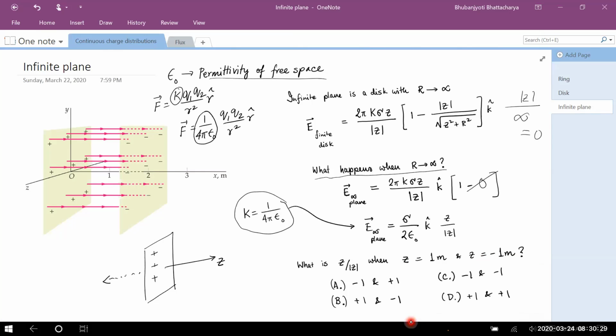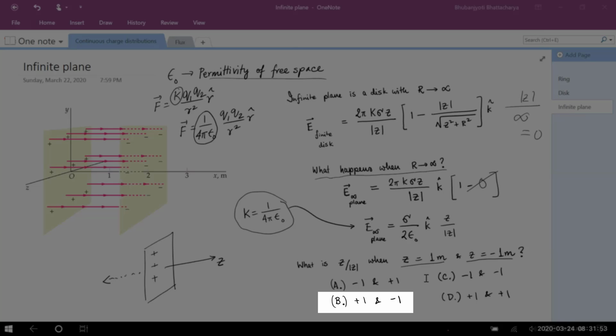And you have 4 choices again. The first answer should correspond to z equals 1 meter. The second answer should correspond to z equals negative 1 meter. The overwhelming majority chose B as the correct answer, and it turns out B is indeed the correct answer here. There we go. B is the correct answer.